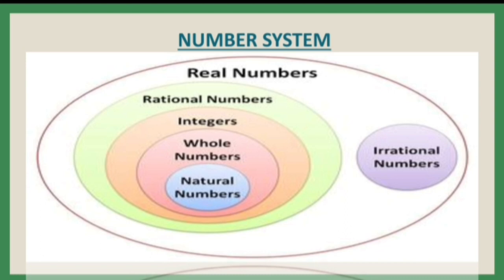Integers include negative numbers, 0, and the positive numbers from 1 onward. Now, all these natural numbers, whole numbers, and integers combine together to form the set of rational numbers. So a rational number set has whole numbers, natural numbers, and integers in it. There is one more set, the irrational numbers, and all of these together are considered real numbers. So, this is our number system.